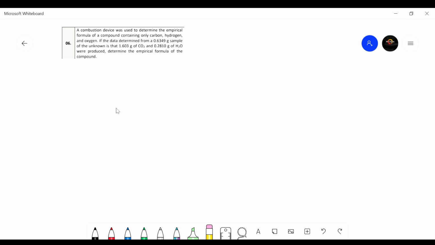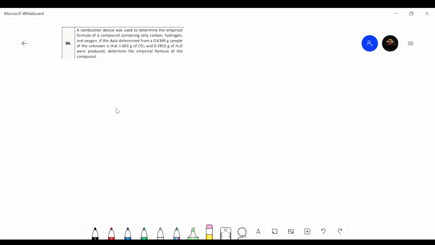Today I would like to share with all of you the solution for question 6, diagnostic test 2. The question is: a combustion device was used to determine the empirical formula of a compound containing only carbon, hydrogen and oxygen. If the data determined from a 0.6349 gram sample of the unknown is that 1.603 gram carbon dioxide and 0.2810 gram of water were produced, determine the empirical formula of the compound.